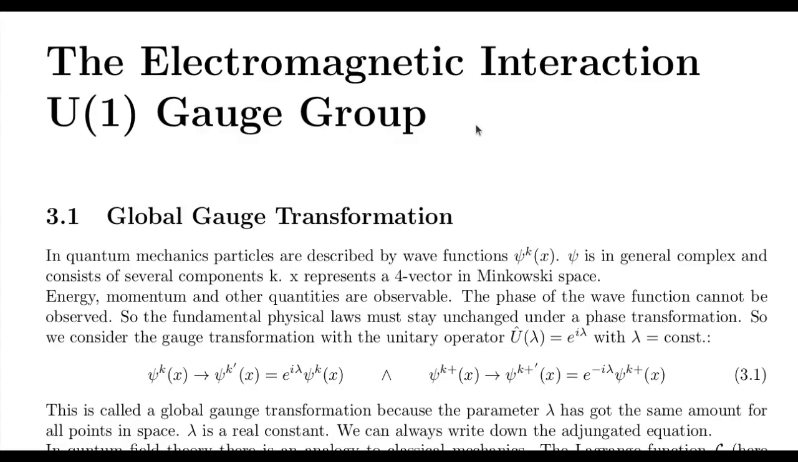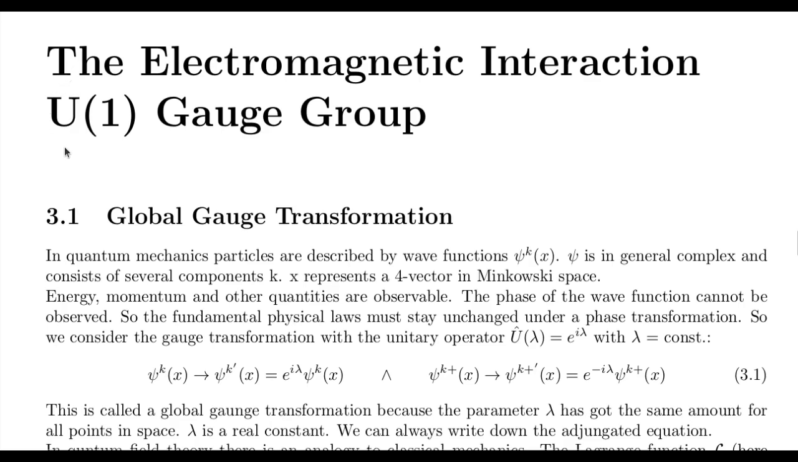Now in this lecture 3 we will talk about the gauge theory of the electromagnetic interaction. Quantum electrodynamics is one of the best theories we have in physics. Here theory and experiment coincide completely. In the gauge theory of the electromagnetic interaction we talk about a U(1) gauge group.